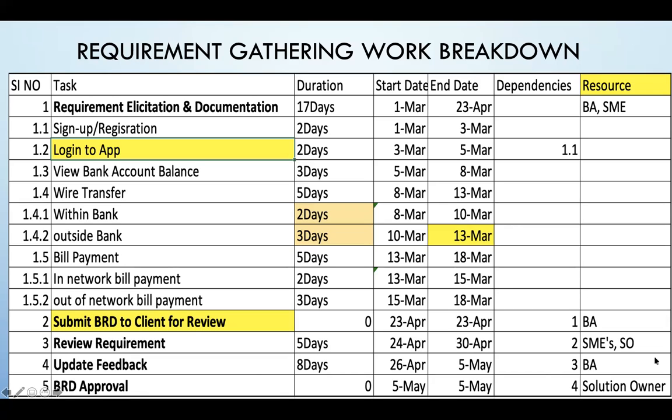So the solution owner now finally approves it. And then we have what? A business requirement document. That means this is going to be our requirement document. We've captured all the details for functional, non-functional, use cases, all the things that we need to see. We have all the things in there, right?